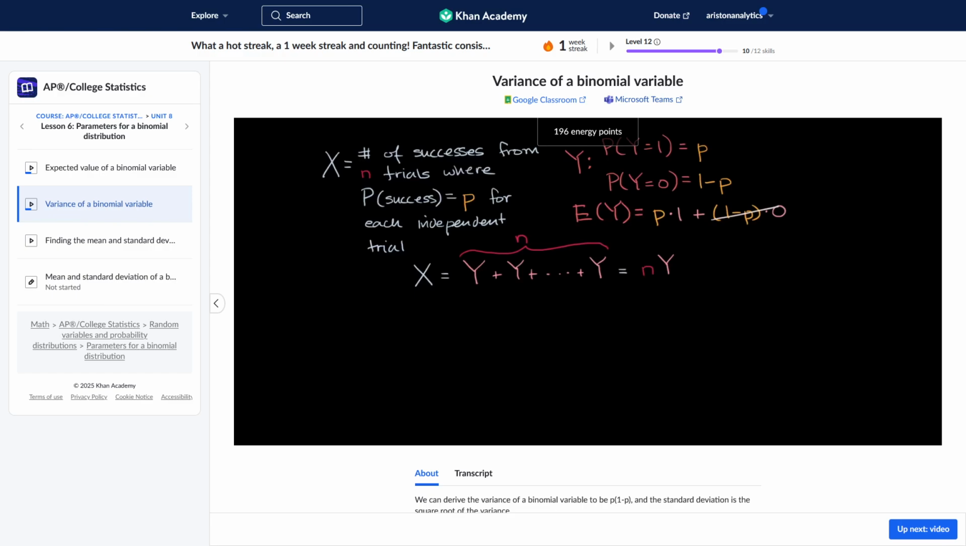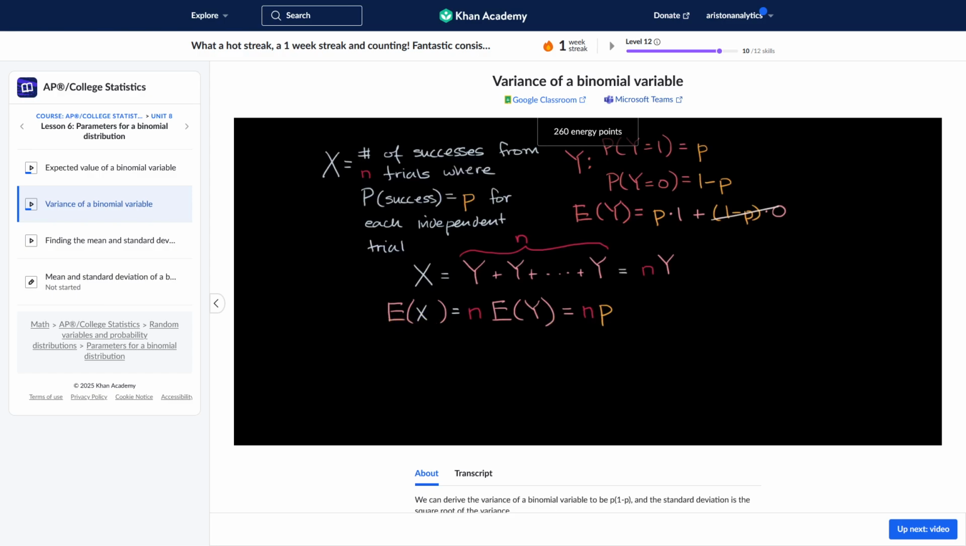And so if you said the expected value of x, well, let me just write over here, this is all review. We could say that the expected value of x, we know from our expected value properties, is going to be equal to the sum of the expected values of these n y's. Or you could say it is n times the expected value of y. The expected value of y is p, so this is going to be equal to n times p.